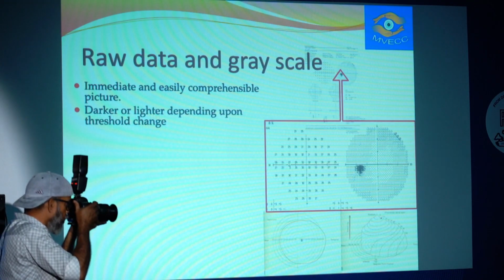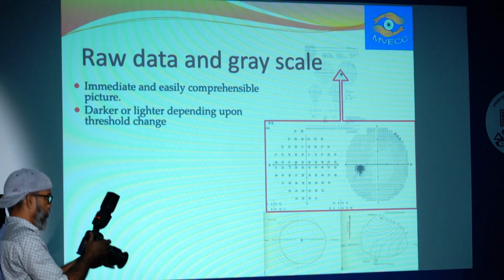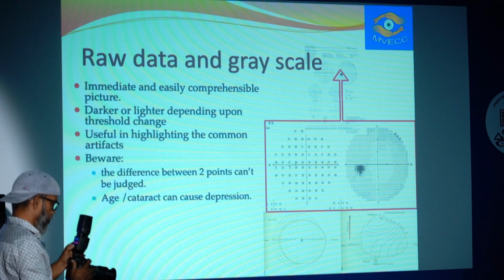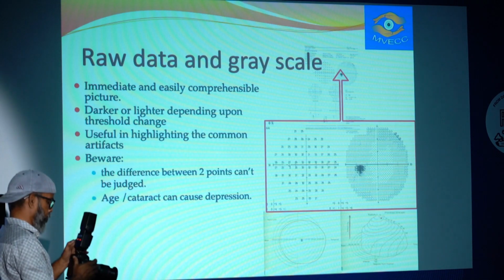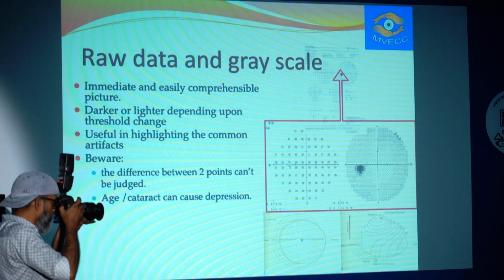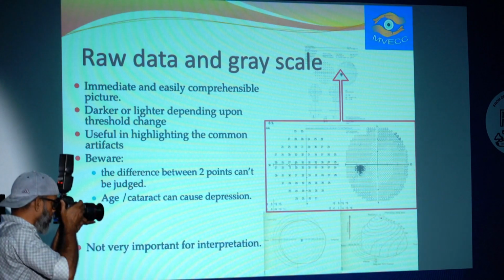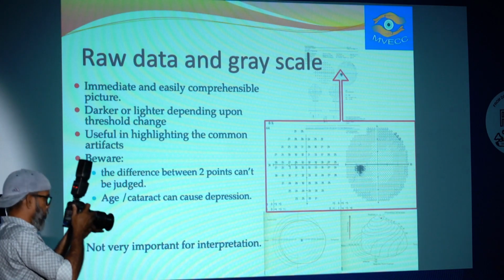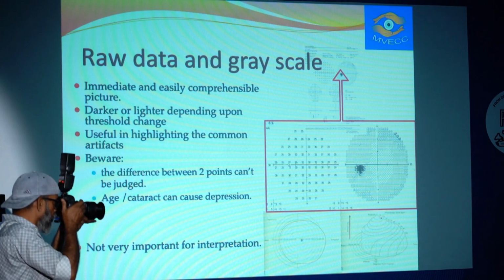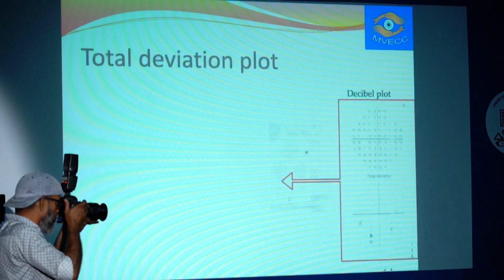Now, this is the second part, which is the raw data and the grayscale. We have to be very, very careful because the two adjacent points can't be judged on the grayscale. It can show depression with cataract and age, and it is not so very important from the glaucoma point of view, but it can highlight some common artifacts and make the patient realize what he is losing.